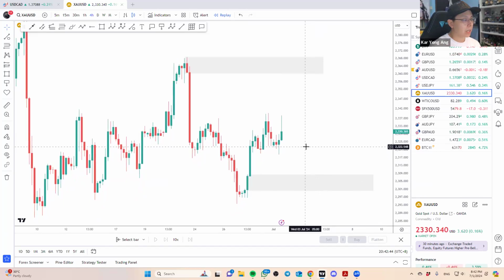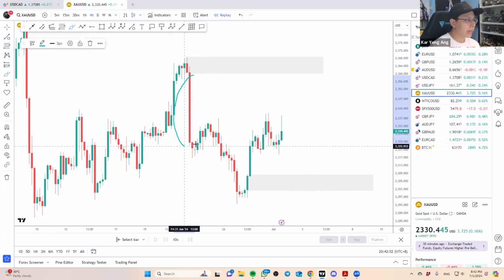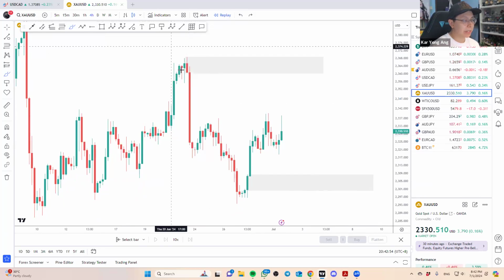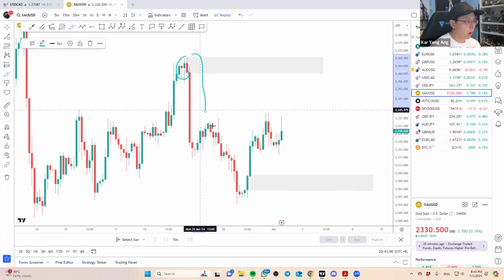Now, if you're a little bit more experienced, what I would share is that you can look at the candle pattern. Essentially, when you have a fair value gap here, which is coming down with momentum, what you want to look out for is the last bullish candle before the drop. That's your supply zone, right?